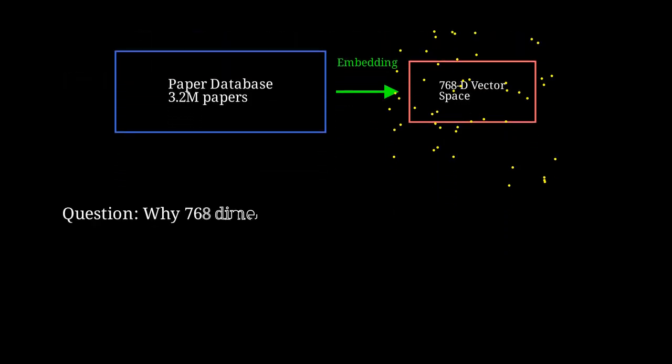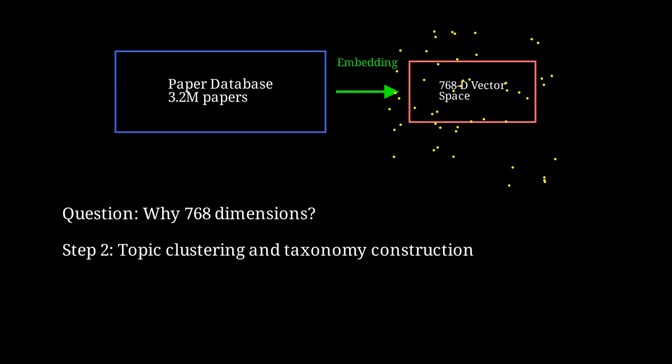You might ask, why 768 dimensions? This number emerged from optimization studies showing it balances representation capacity with computational efficiency. Step 2 is topic clustering. The AI uses hierarchical clustering algorithms to organize papers into coherent research topics and subtopics.